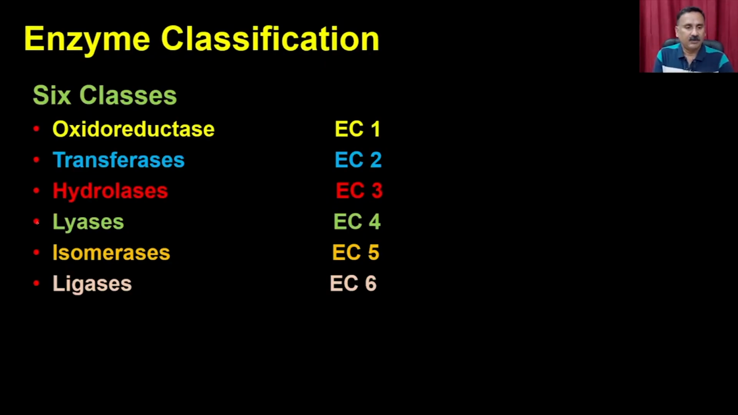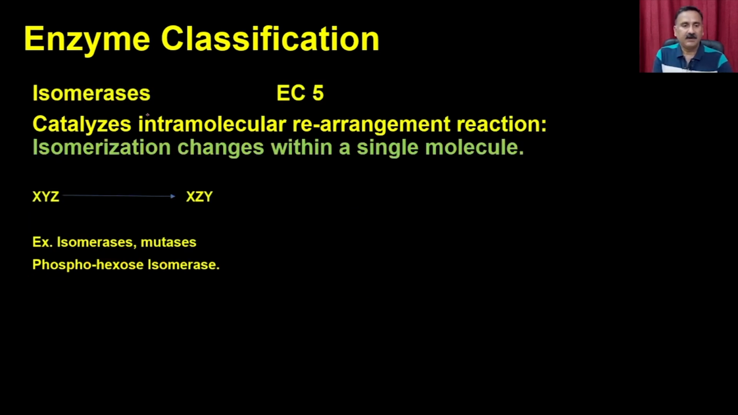Now we have already discussed the lyases. Now we will talk about another class, which is called the isomerases. It belongs to EC 5. So isomerases are the enzymes which belong to the class EC 5.